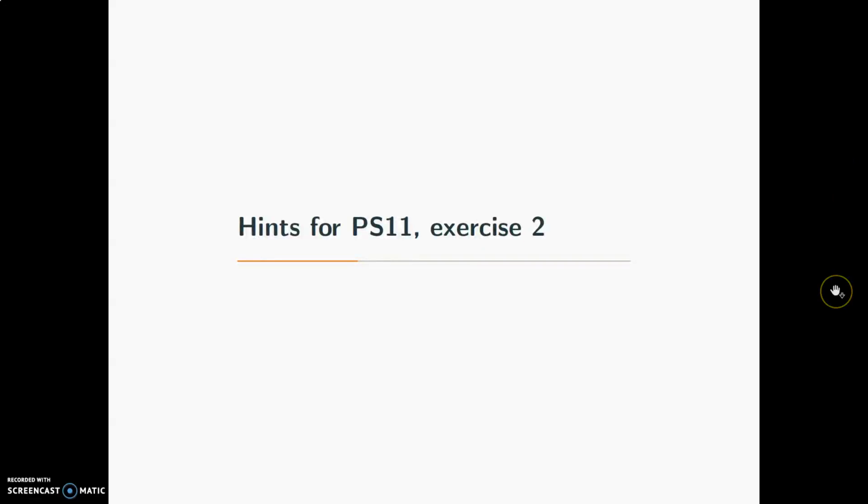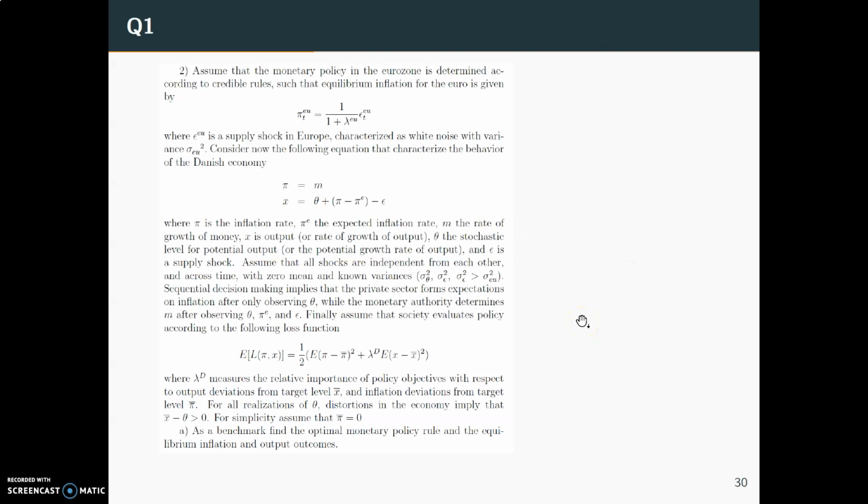Okay, so these are just some hints for exercise 2 in problem set 11. So this is basically a detailed description of the framework. I'll not go through it now. I'll go through it when I cover it live later Monday. But I just want to say that we have a framework that's very similar to what we've seen before.